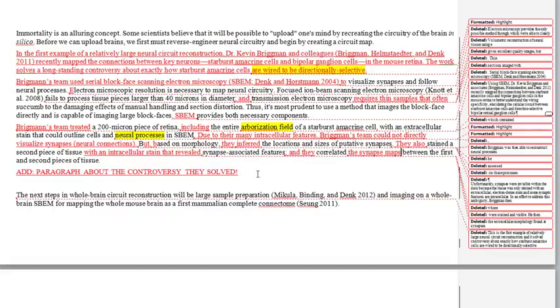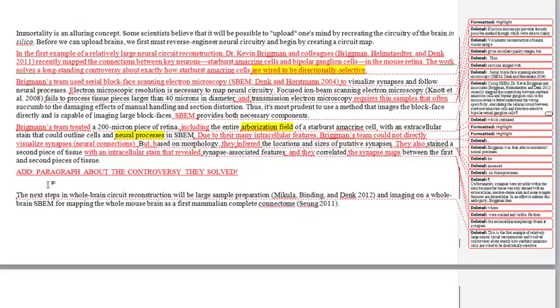Again, I'm going to ask the author to add in a paragraph here that goes into that controversy that they solved about the directionality of the particular cells. So explain that a little bit more for the reader. That seems like a really important part of Dr. Brigman's study, so let's get some details on that.